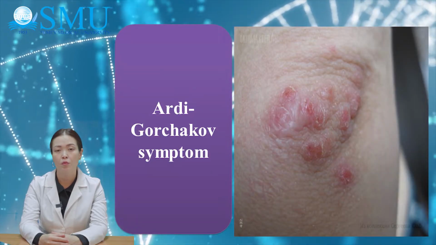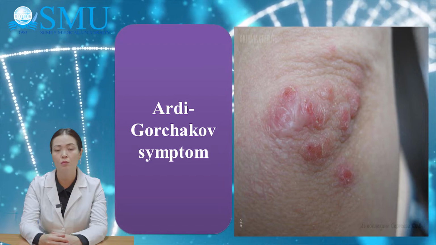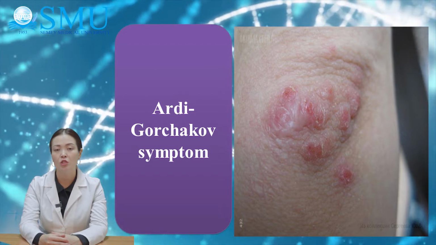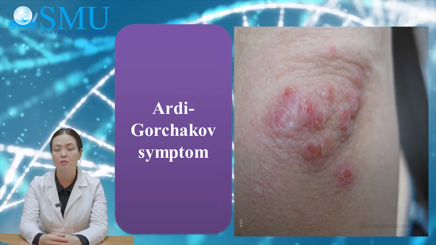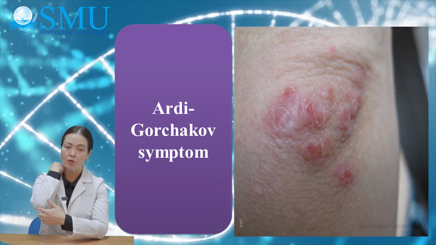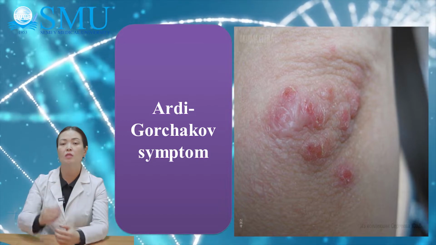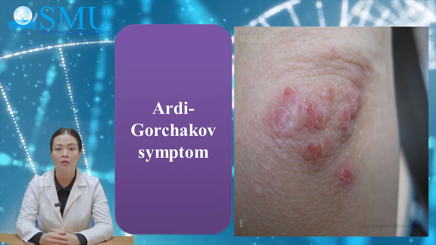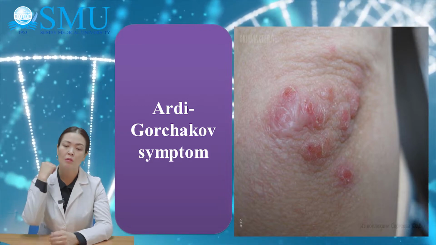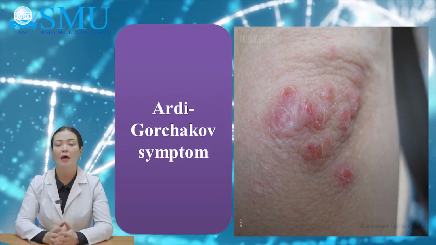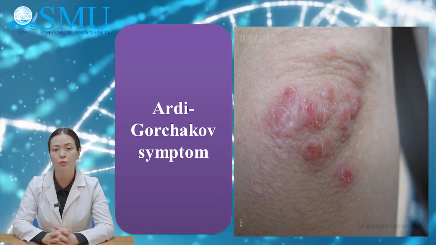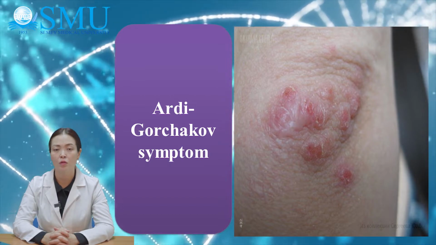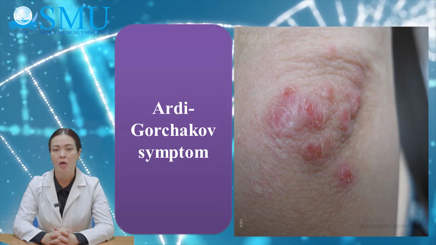Also, this type of infection has a specific symptom which we call the Ardi-Gorchakov symptom. What does the Ardi-Gorchakov symptom mean? It is a symptom when in the elbow region of a patient with scabies you will see excoriations, crusts, papules and vesicles. So it means that some lesions are present in the elbow region of a patient with scabies. Ardi-Gorchakov is the name of the authors who first described this symptom.